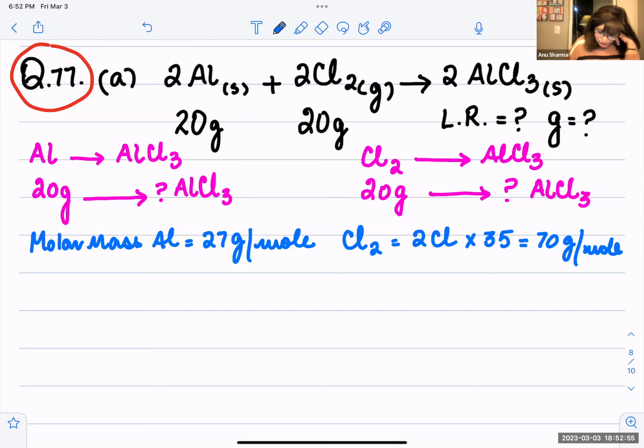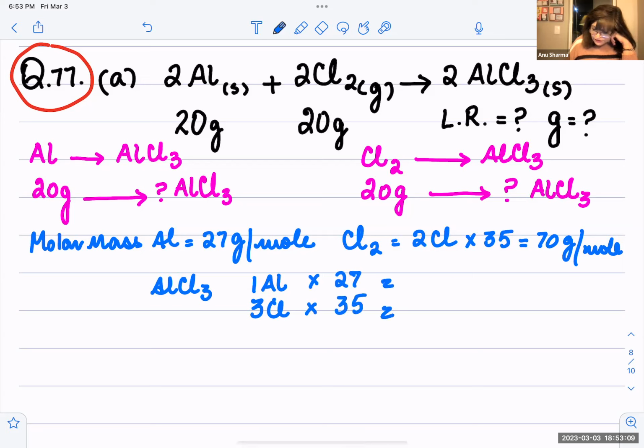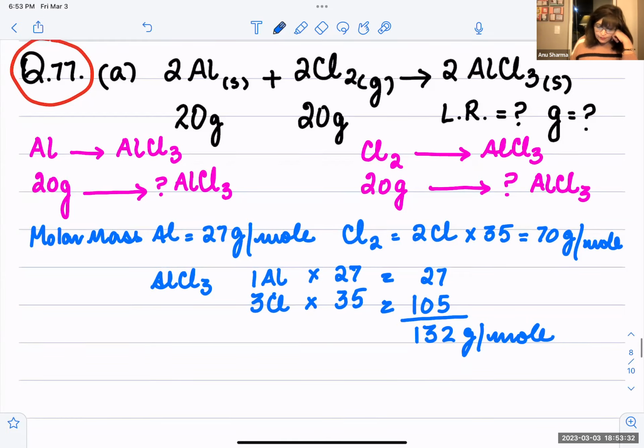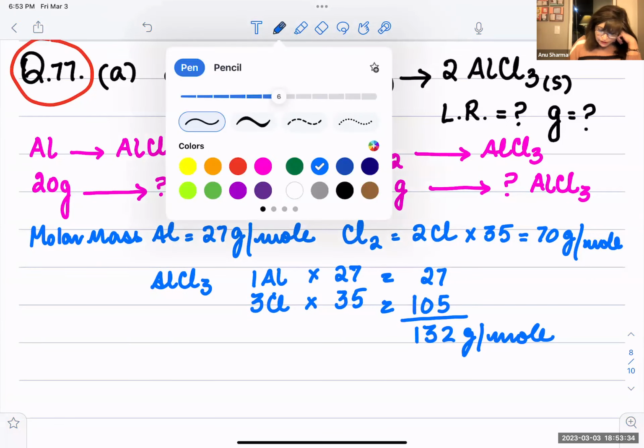Okay, next is the molar mass of AlCl3. So AlCl3 is 1 aluminum and 3 chlorines. Aluminum is 27 grams and chlorines are 35 grams each. So 27 plus 35 times 3. 35 times 3 is equal to 105, and 105 plus 27 gives you 132 grams per mole. So this is for the AlCl3. These molar masses are important. The general strategy you're going to use is still going to be the same.